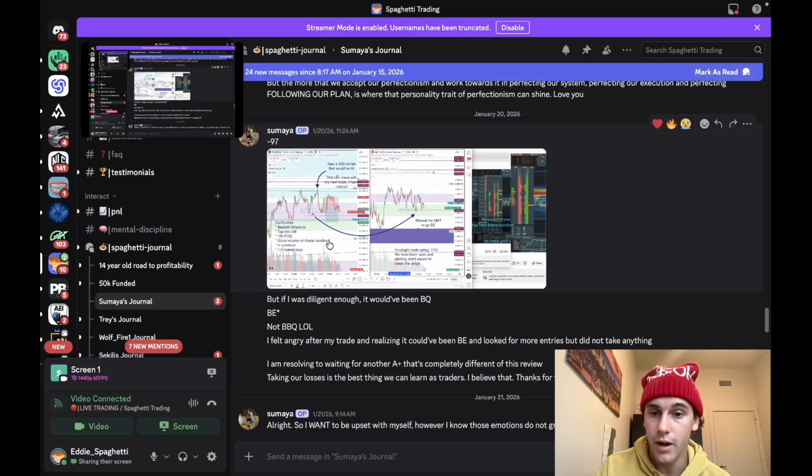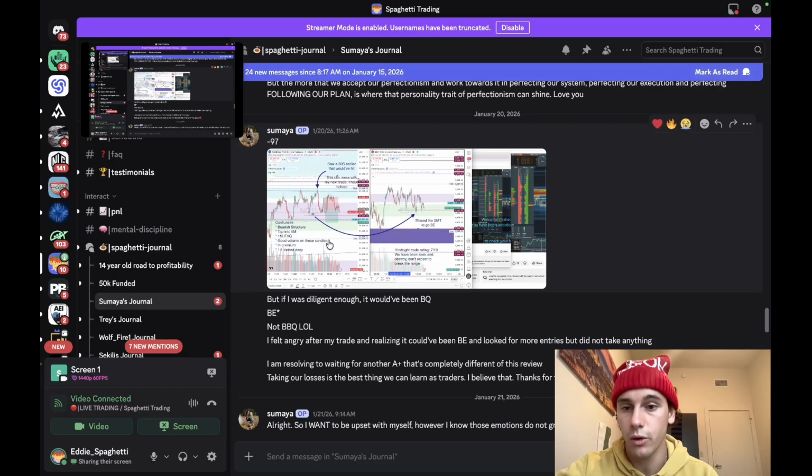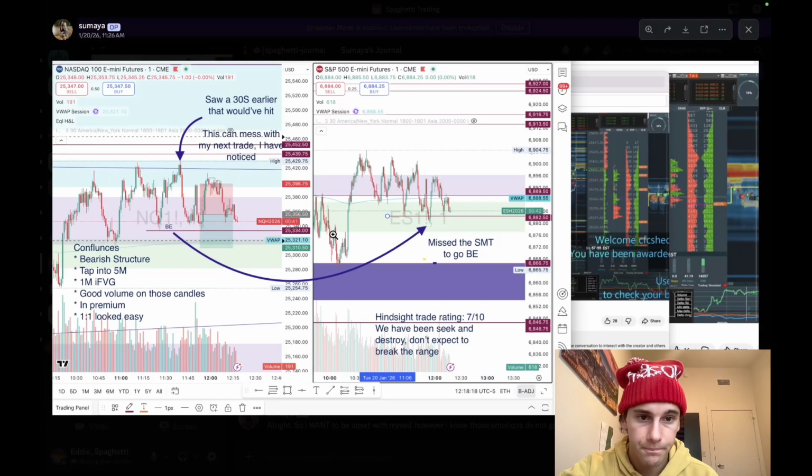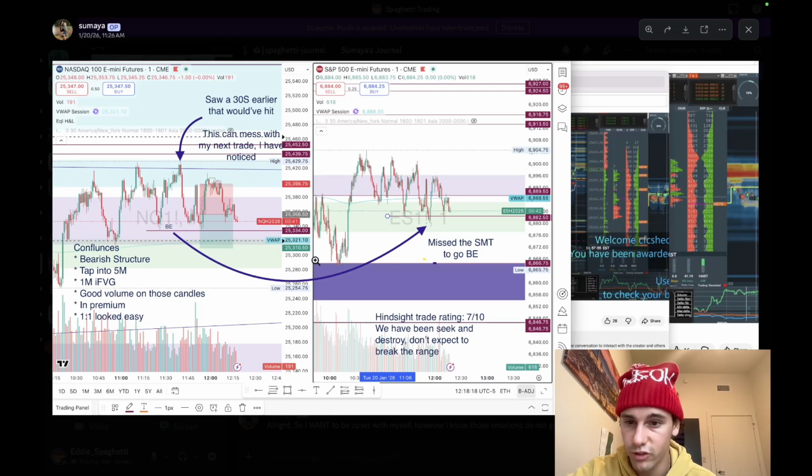Still bad, right? But understand that that's not the loss that you should be focusing on. All right, I don't know what all this is on the right hand side. I'm not gonna lie, if it works for you, I'm glad. I don't know what all that is. Saw a 30-second earlier that would have hit. Don't look at the 30-second.